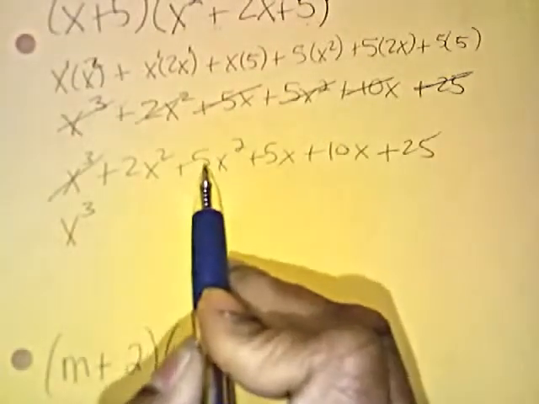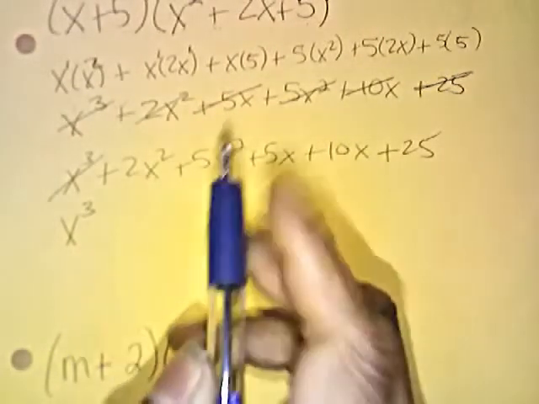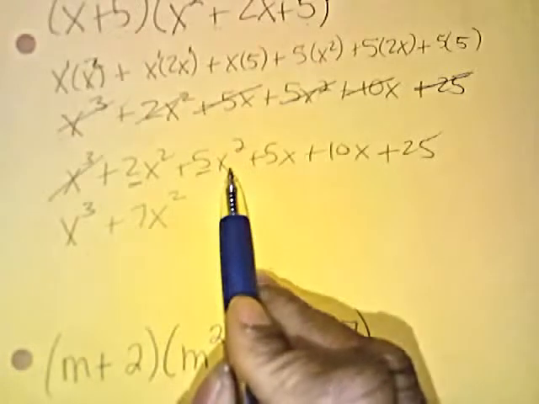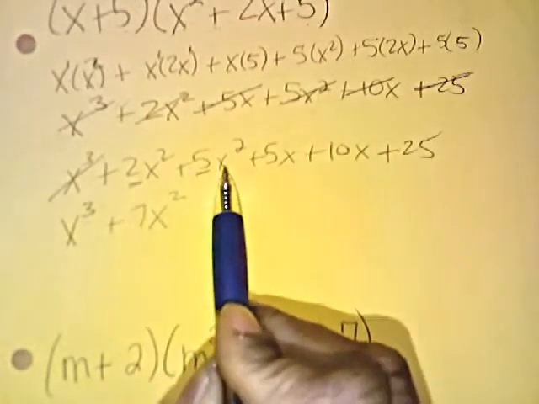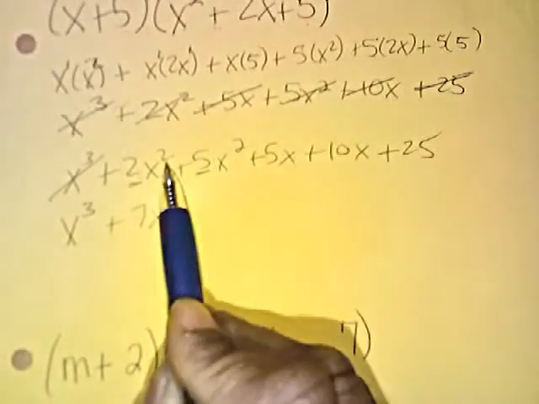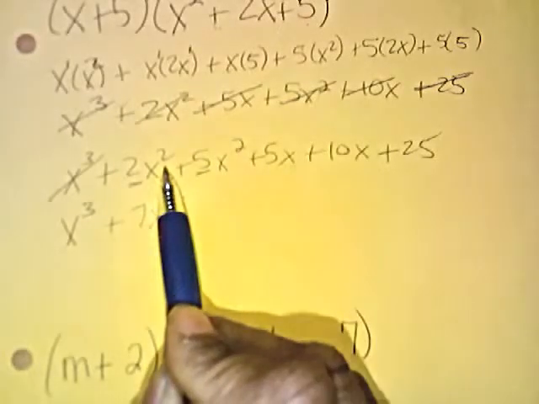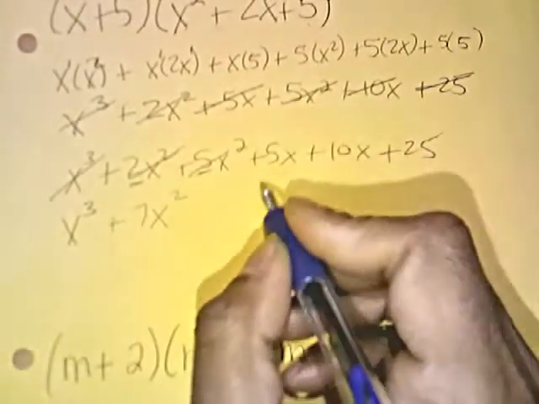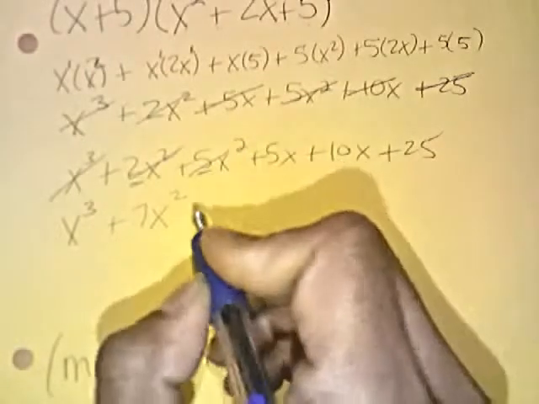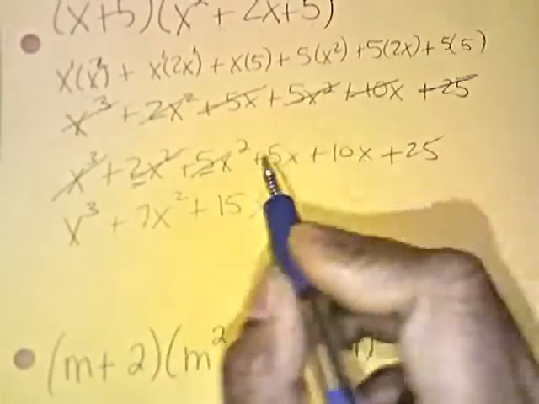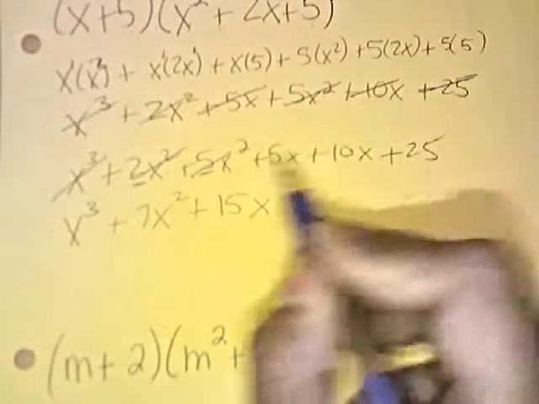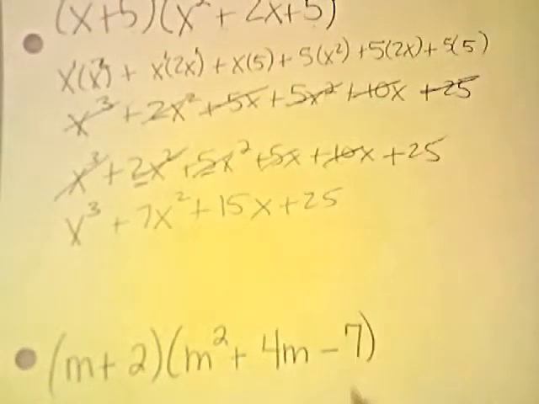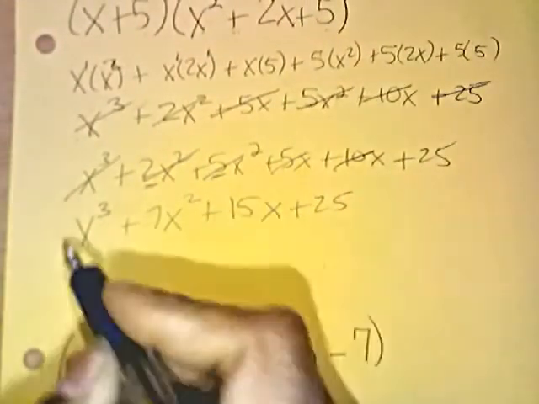2x squared plus 5x squared is 7x squared. You've got to remember, when I'm adding like terms, I do not add the exponents. That's only when I multiply. So I'm adding here, so they stay the same. Then I have a 5x and a 10x, plus 15x. I am not worried about putting a little 1 on the coefficient and adding that. Nope, don't do that. Cross them out, and then that's plus 25. Any more like terms? Nope. This is my final answer.